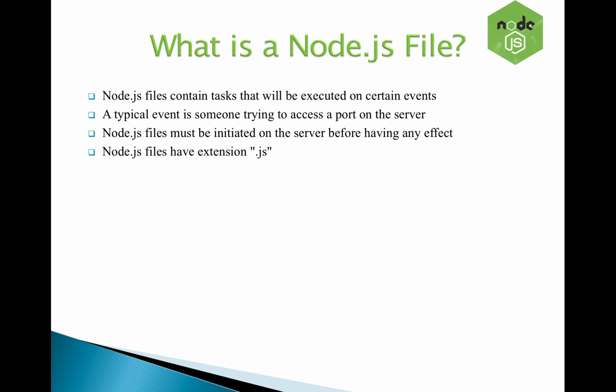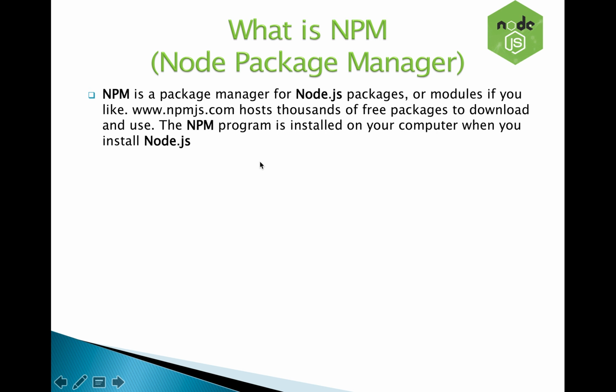So what is a Node.js file? A Node.js file contains tasks that will be executed on certain events. A typical event is someone trying to access a port on the server. So a Node.js file must be initiated on the server before it has any effect. Node.js files have the extension .js.